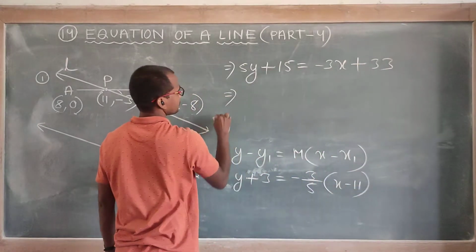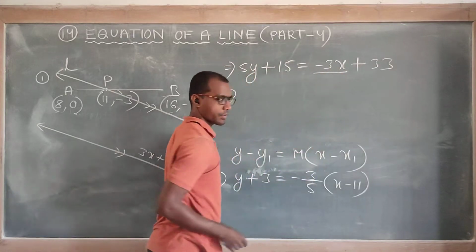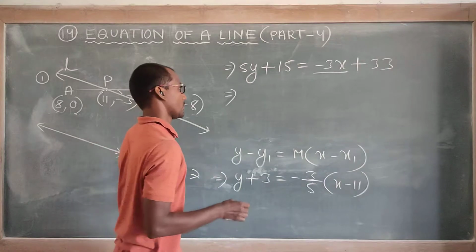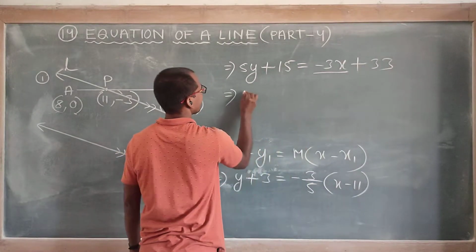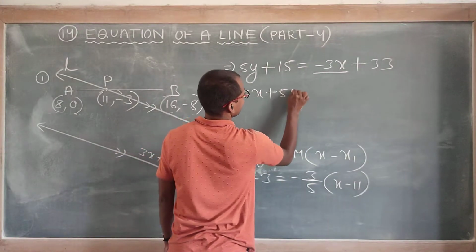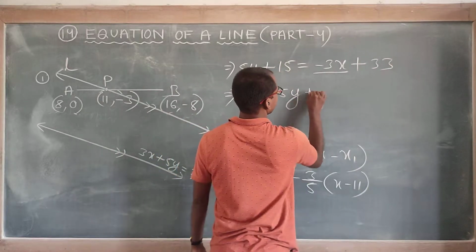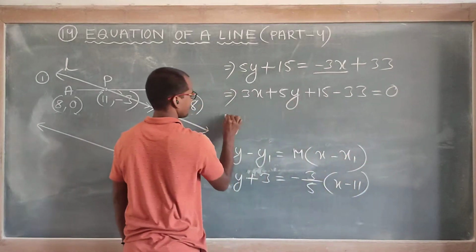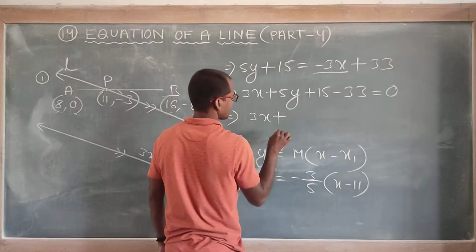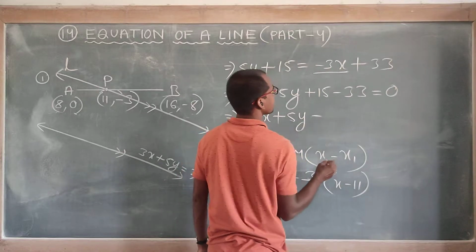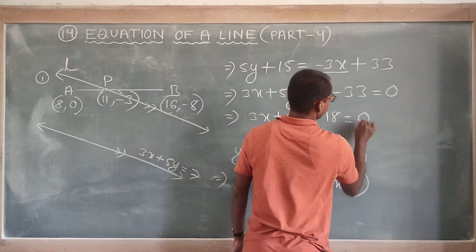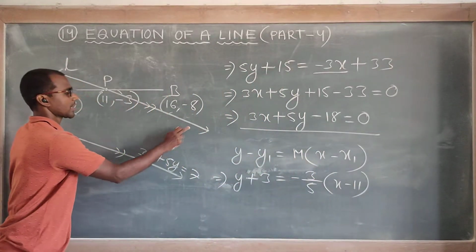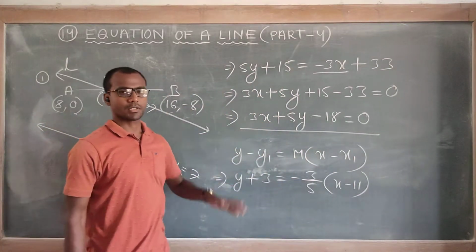Ready? Now x coefficient is negative. I want to make it positive, means I want to bring it to the standard form because it looks beautiful. Okay, so bring everything to the left. 3x plus 5y plus 15 minus 33 is 0. 3x plus 5y minus 18 is equal to 0. So this is the equation of this line, our target line. Okay, so this is the equation.